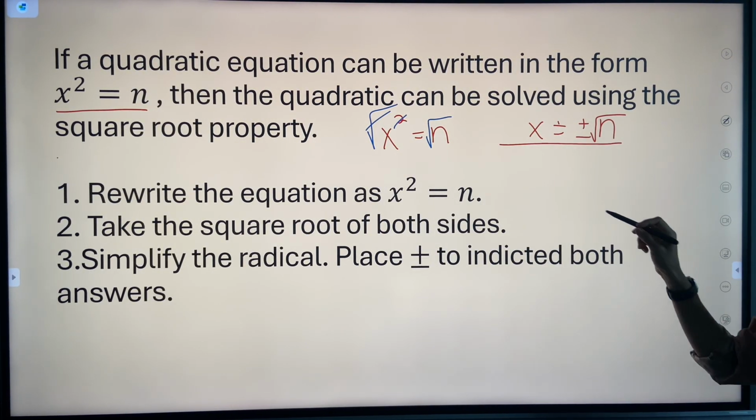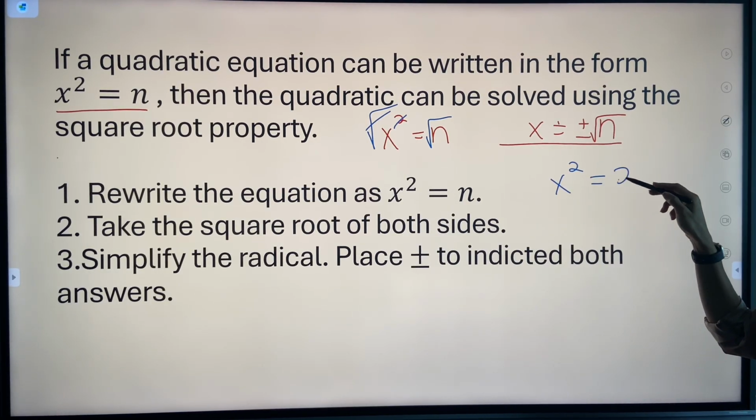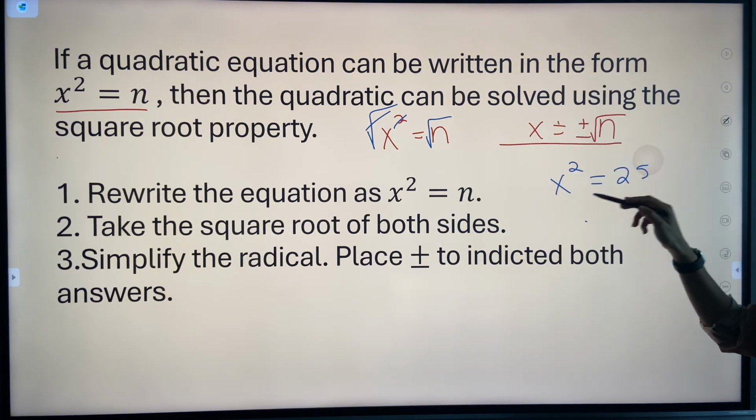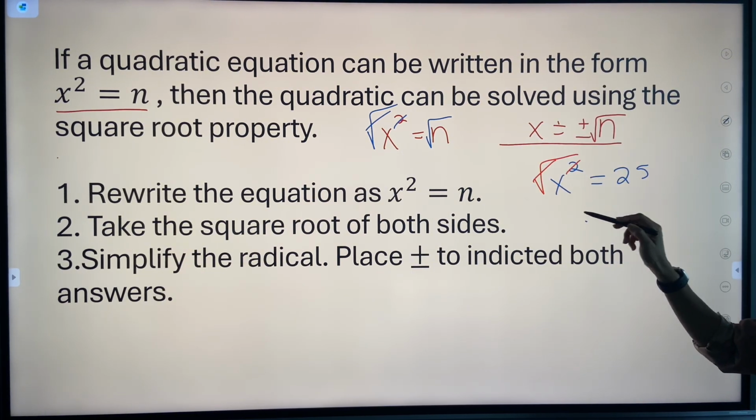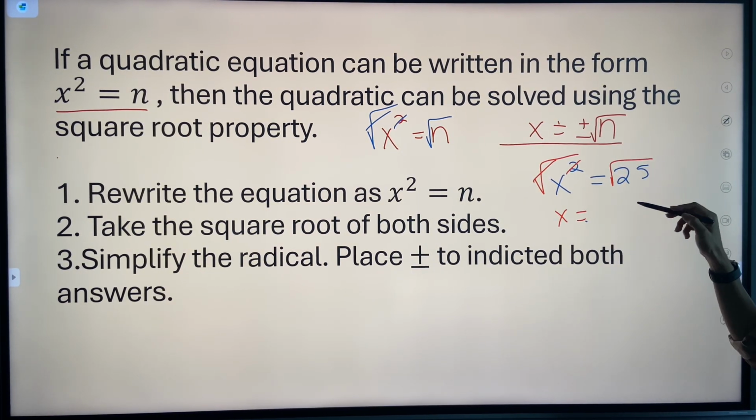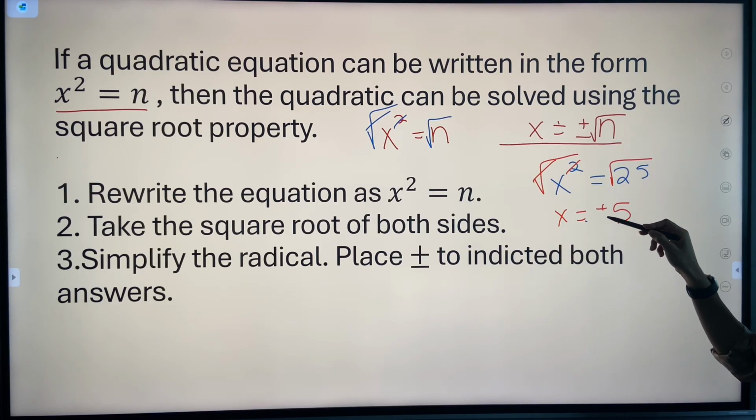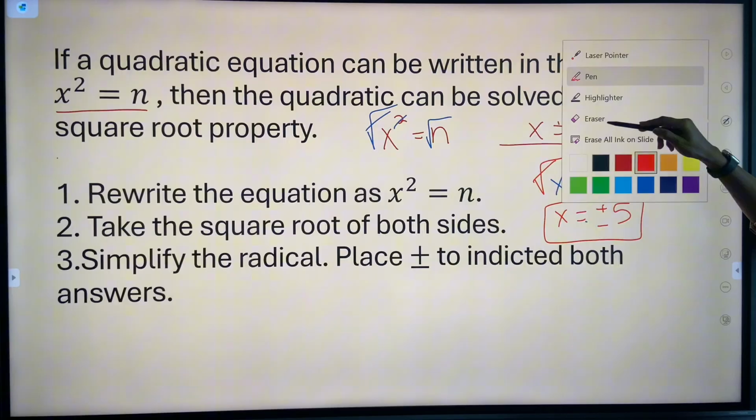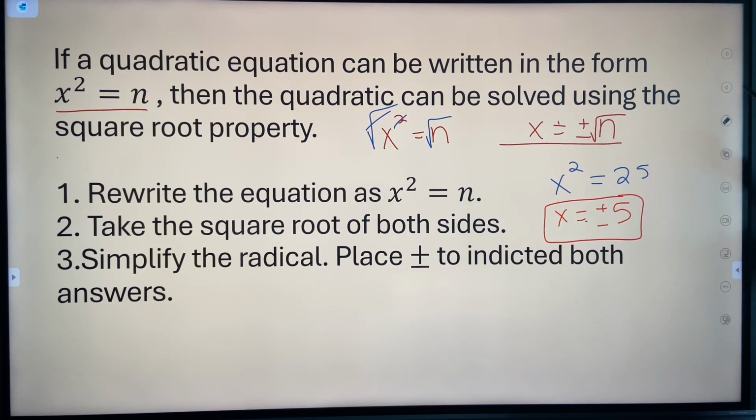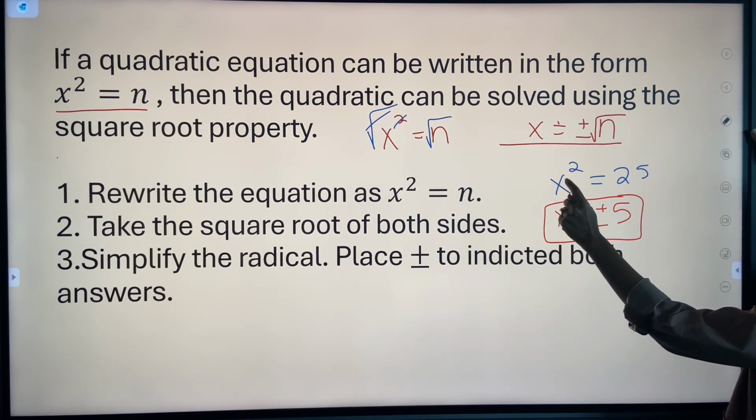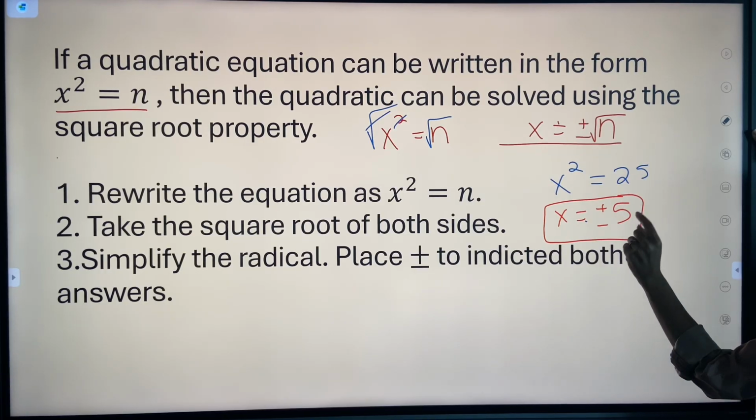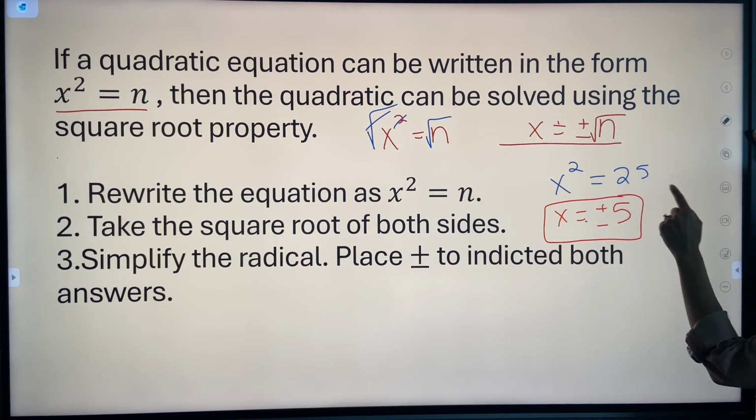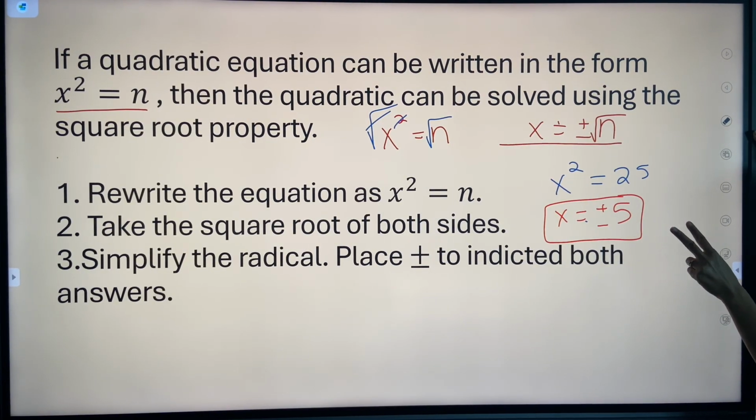So a quick example, let's say you had x squared equals 25. Let's say that's the equation. You would square root both sides so that those cancel out. You're left with x, and the square root of 25 is 5. But we're going to put a plus and minus because those are both your answers. The reason why is, let's go back to the original problem. If I plug in a positive 5, 5 squared is 25. If I plug in a negative 5, negative 5 times negative 5 is also a positive 25. So there's 2 answers. Okay?